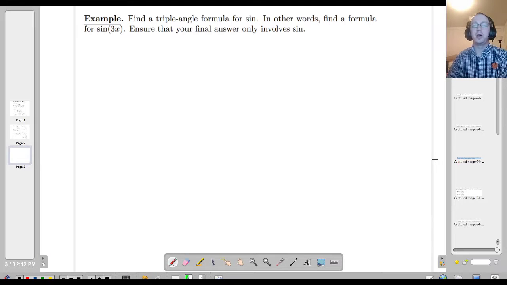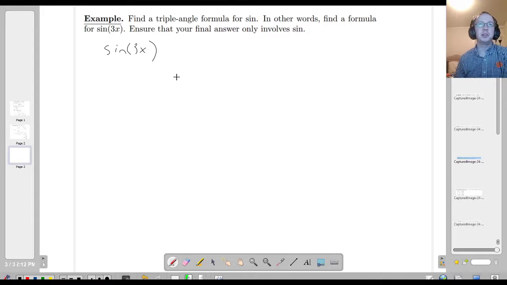One other type of problem we might have is to either come up with a formula or prove an identity. So in this problem, we're asked to find a triple angle formula for sine. Or in other words, find what is the sine of 3 times some angle. Okay, and we'll do this one together.